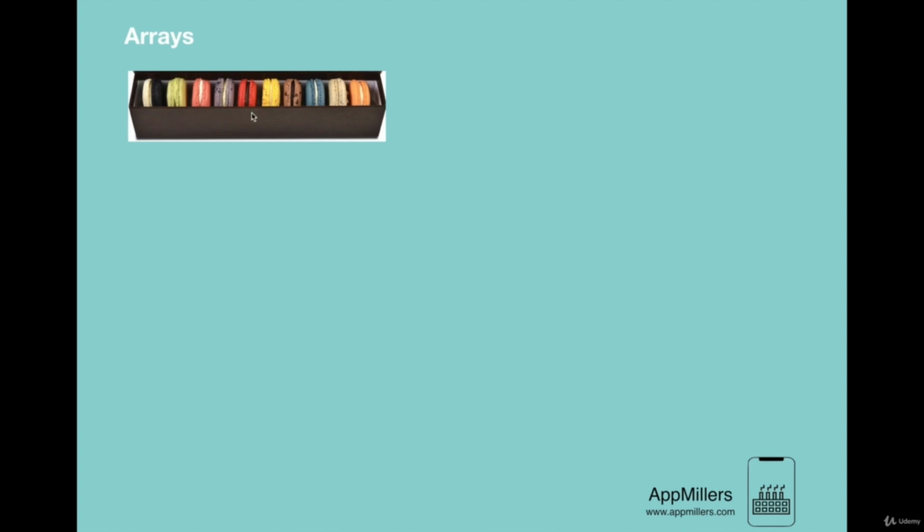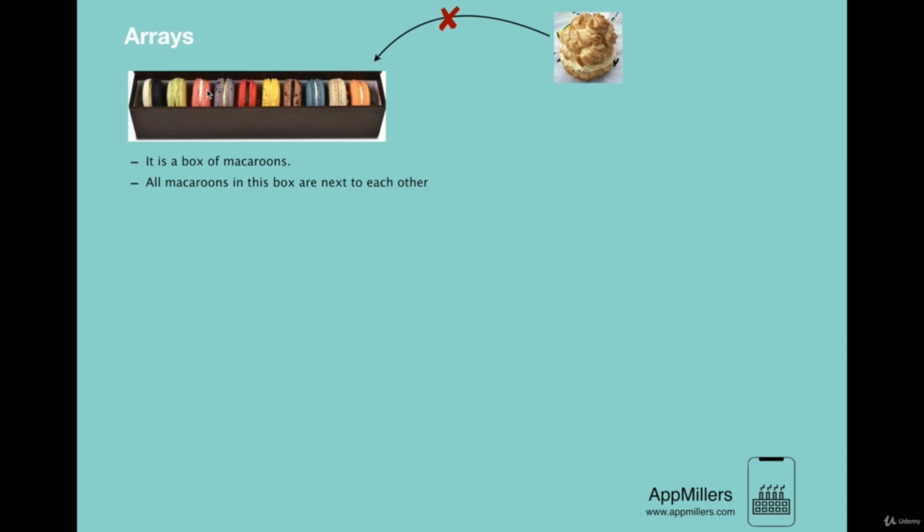Okay, first, it's a box of macarons which holds only macarons. This means that this box is produced for macarons. You cannot store, for example, a cream puff in this box because it will not fit in. This box is produced only for storing macarons. The next property is that all macarons in this box are next to each other. There is no gap between them, which means that they are contiguous.